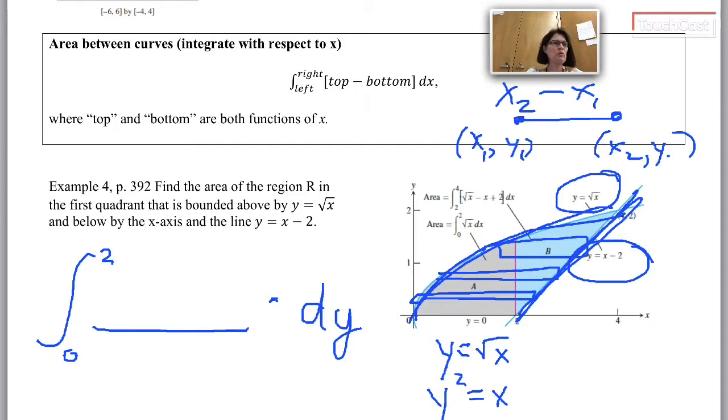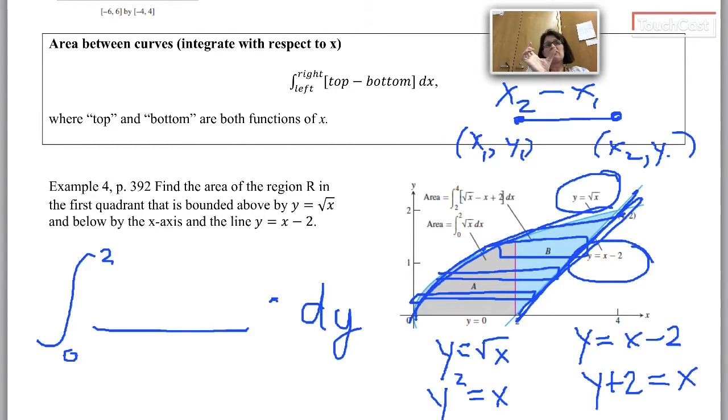The second equation, y equals x minus 2. I'm trying to isolate x. I have to undo what's happening to x. Well, x is having 2 subtracted, so I would add 2 to both sides, and I would get y plus 2 equals x. So my integral, I've got the limits. That's the lowest y to the highest y, 0 to 2.